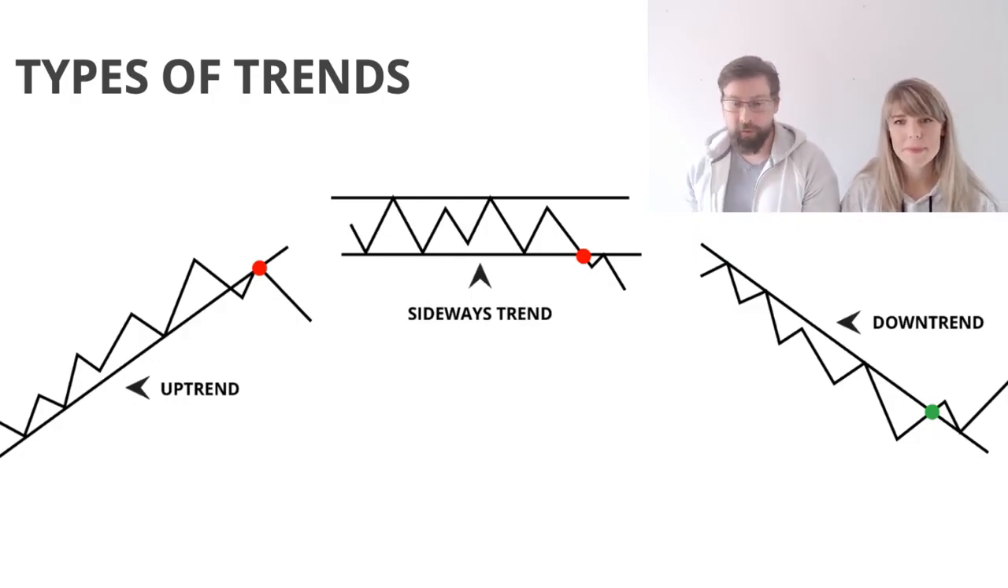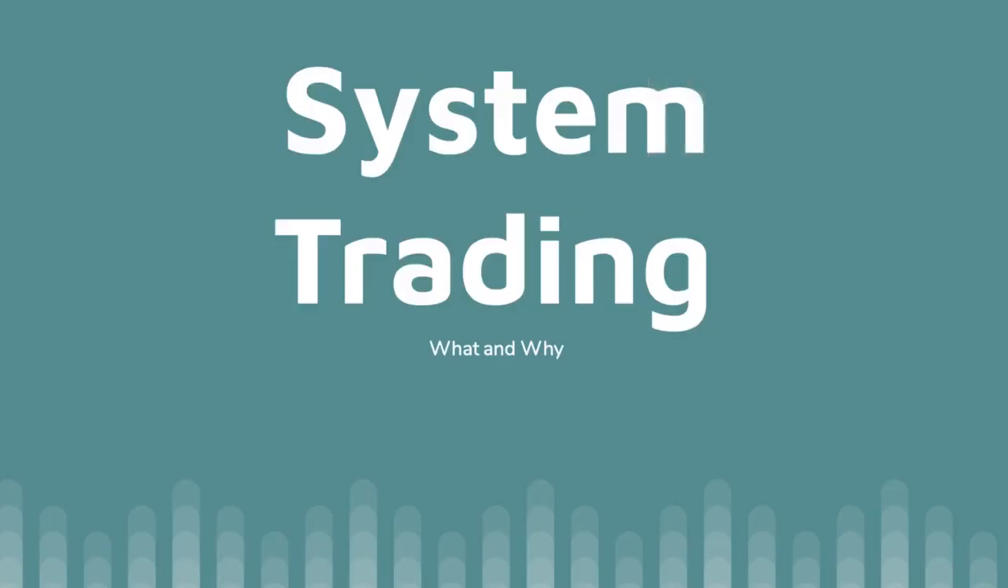So these are the three types of trends: uptrend, downtrend. And this is your classical definition of a trend, which is just to say higher highs and higher lows equal an uptrend, lower highs. We're going to go over systems trading and trends.